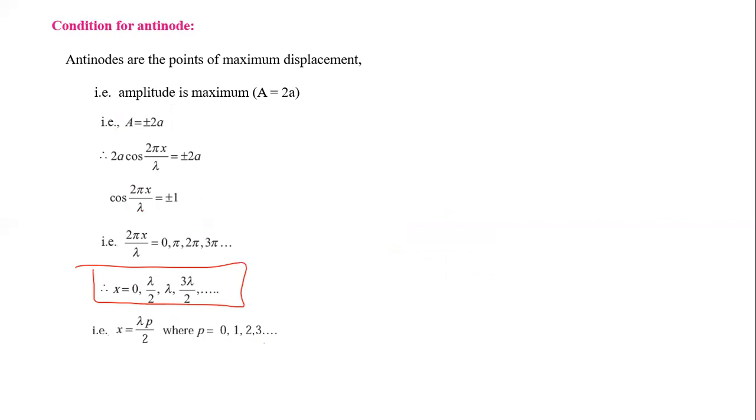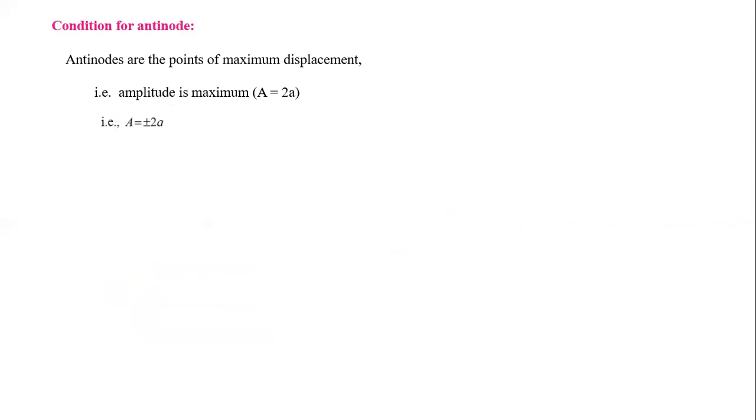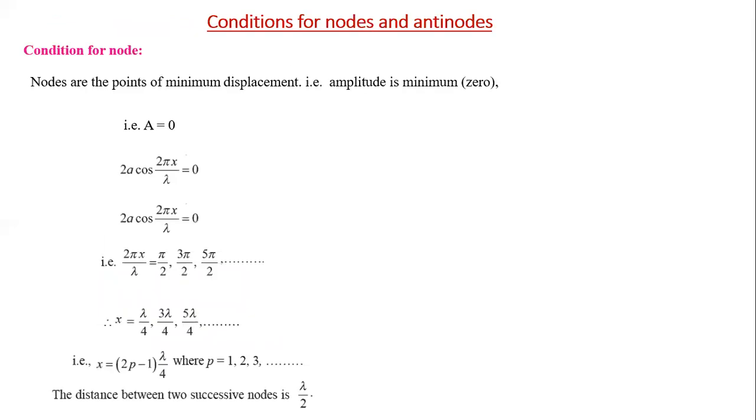Now if you see these values very carefully, we can conclude that the distance between any two successive antinodes is lambda by 2. You can take the difference between any two. Lambda by 2 minus 0, lambda by 2. Lambda minus lambda by 2, lambda by 2. 3 lambda by 2 minus lambda, it is coming lambda by 2. In a similar manner, previously also, in the last article, the distance between two nodes is also coming lambda by 2, that you remember. So you can see here 3 lambda by 4 minus lambda by 4, it is coming lambda by 2. And 5 lambda by 4 minus 3 lambda by 4, it is coming lambda by 2.